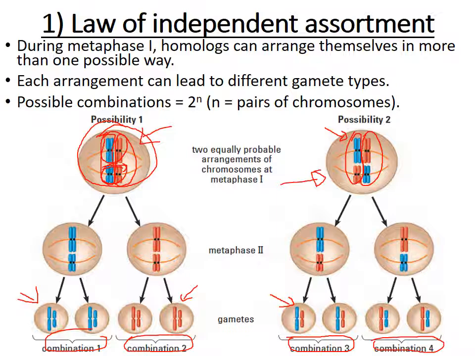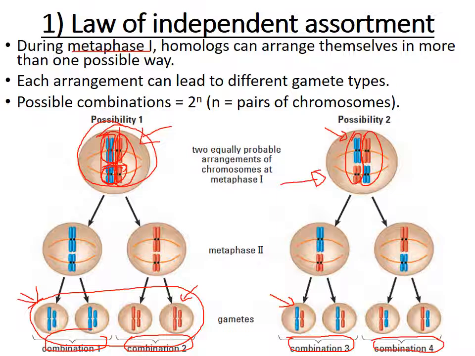So they're independent of each other, and this is during metaphase 1. As a result of that, it leads to a variety of combinations of gametes. If the blues always had to be with the blues on one side and the reds always with the reds on the other side, then you would only have 2 combinations in this case. You'd only have 2 combinations.